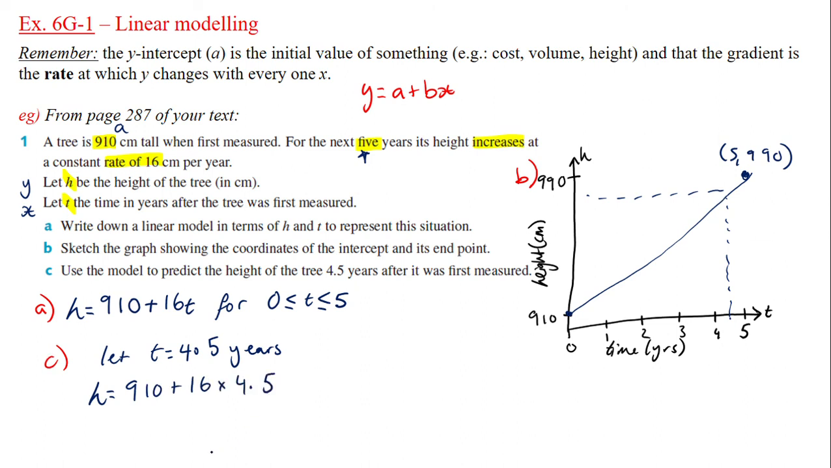Of course, I'm going to put that into my calculator, or I'm going to check it off my graph. Okay, and I get 982 centimeters. So still a pretty tall tree. I mean, it was already 9 meters tall when we began. So at 4.5 years' time, the tree was about 982 centimeters tall.